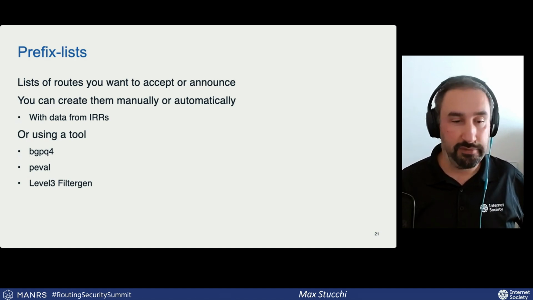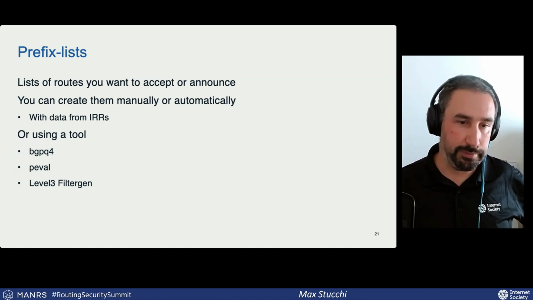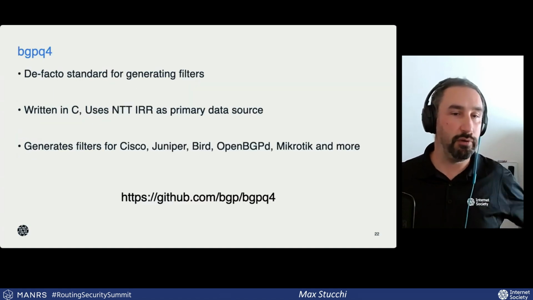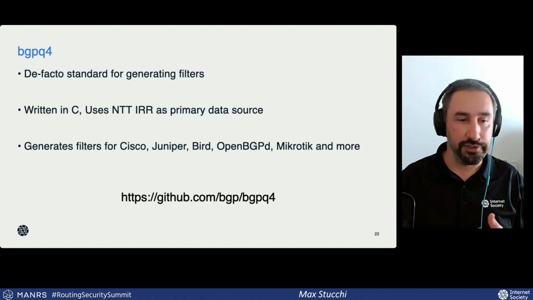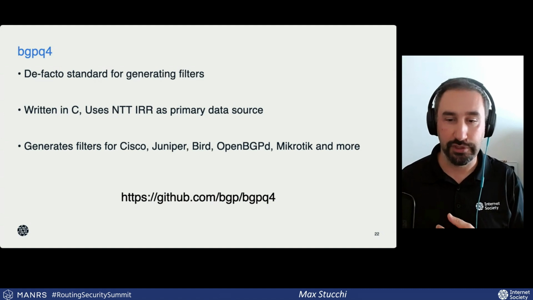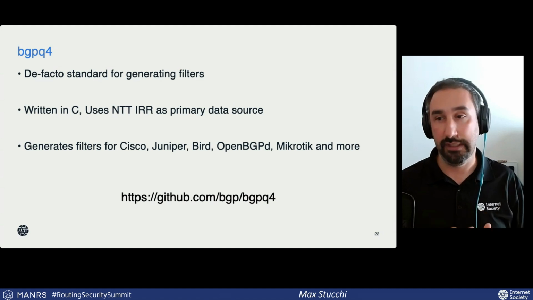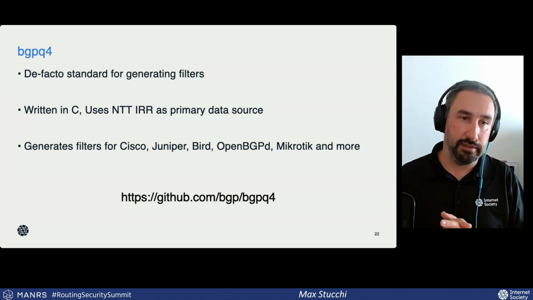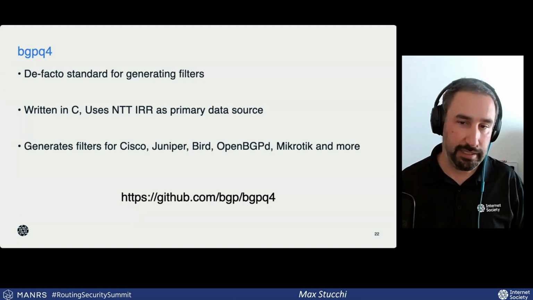And then there's the Level 3 filter generator, which now is called differently. I keep forgetting to update the name here, but it's an online tool. But I will show you mostly BGPQ4 because it's easy to use. It's available on all the platforms and generates filters for pretty much any platform you can imagine. And if the platform you use is not included in the ones that are already implemented in BGPQ4, you have a functionality where you can define how you want the output to be.